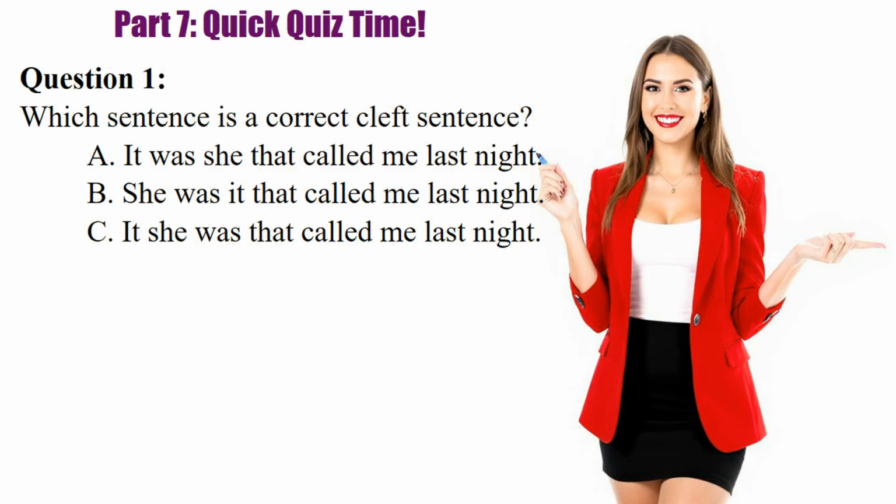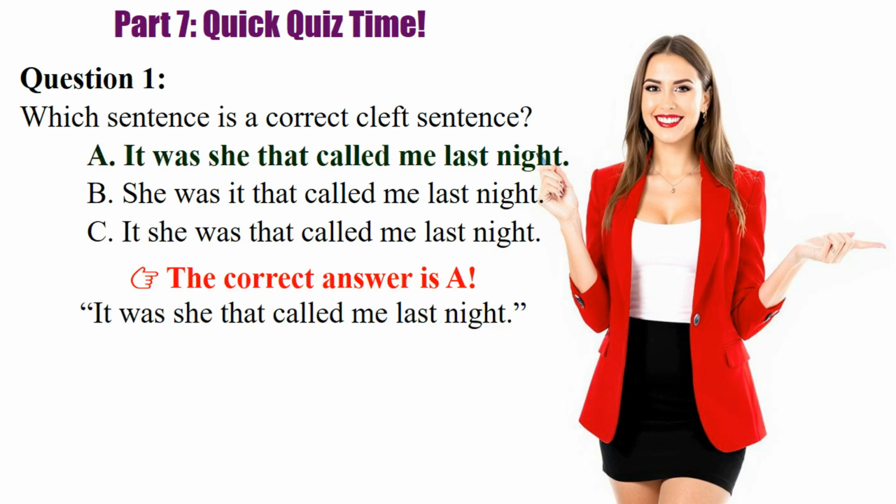Part 7. Quick quiz time. OK, grammar fans, time to test your understanding. Question 1. Which sentence is a correct cleft sentence? A. It was she that called me last night. B. She was it that called me last night. C. It she was that called me last night. The correct answer is A. It was she that called me last night.